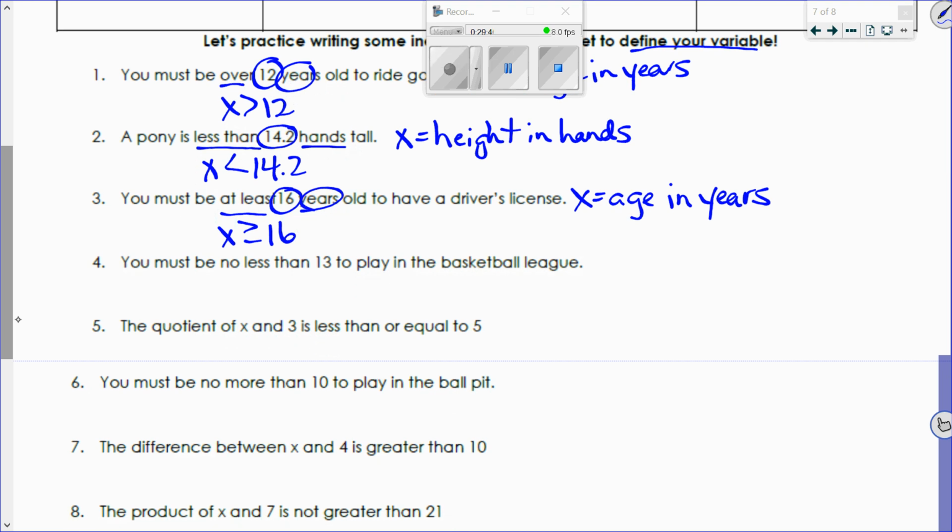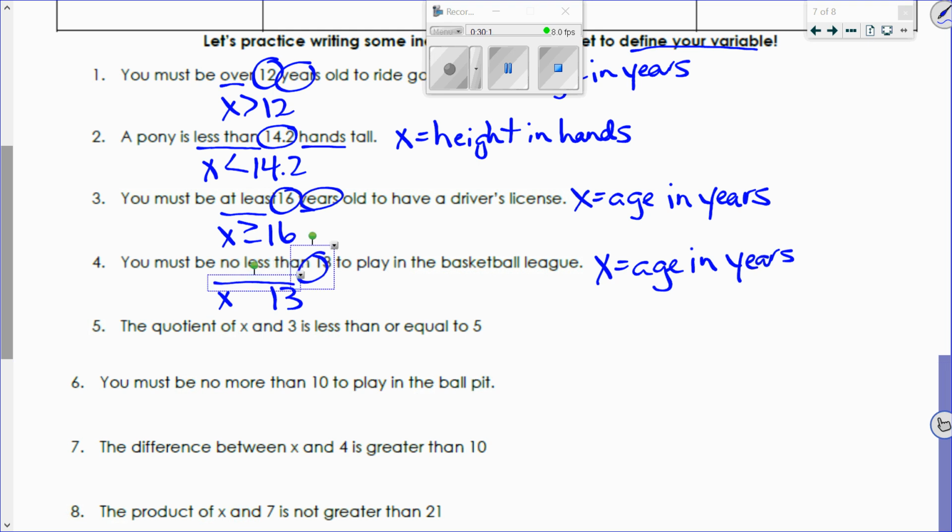Okay? So you must be no less than 13 to play in the basketball league. So what is our variable? What are we looking at? Age, in the basketball league. Okay, age in years. And we know the x and 13. Is 13 no less than 13? Yes. So equal to is included. Is it less than or equal to? No, greater than or equal to. Okay. Greater than or equal to.